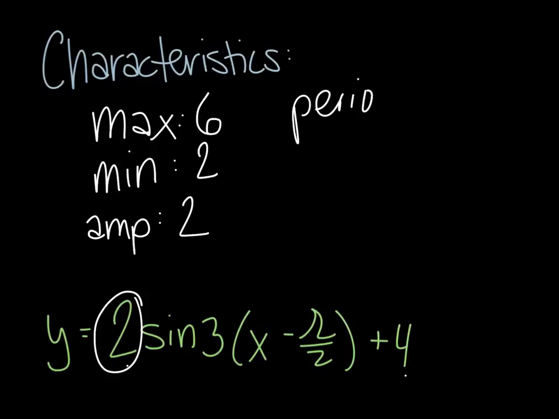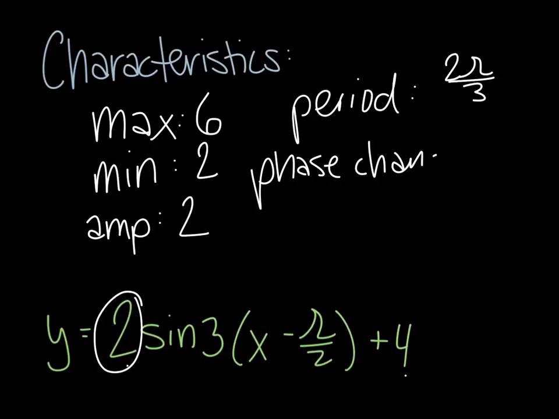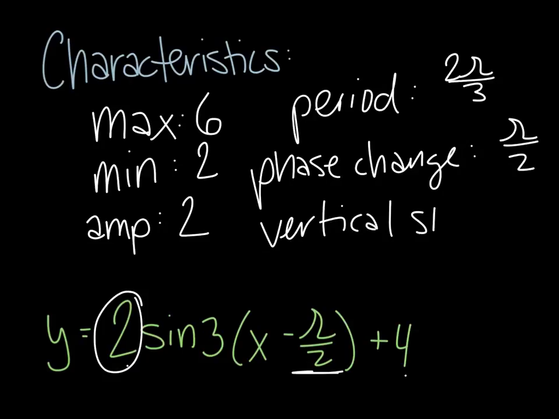Your period is 2 pi over whatever b was, and b in this case is 3. Your phase change is what's in the c, so pi over 2. And your vertical shift, since we did add 4 to the end, is 4.